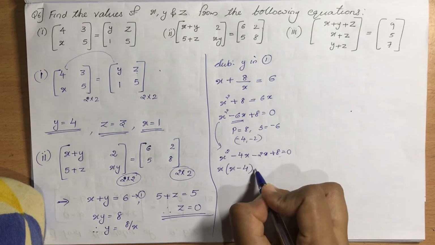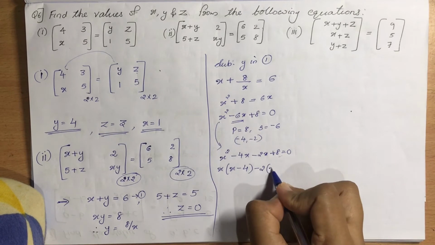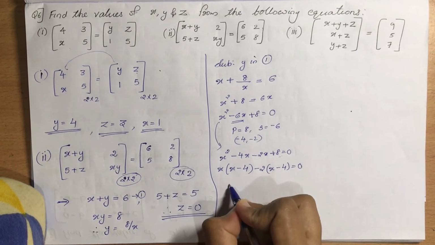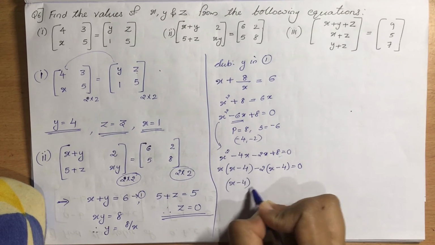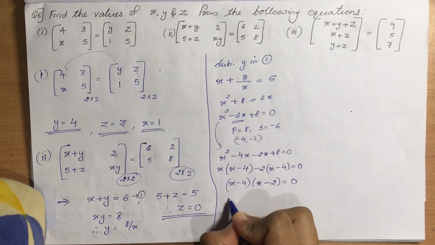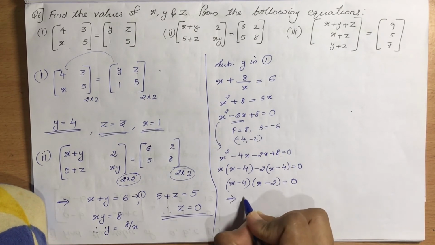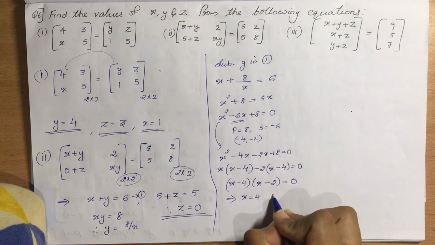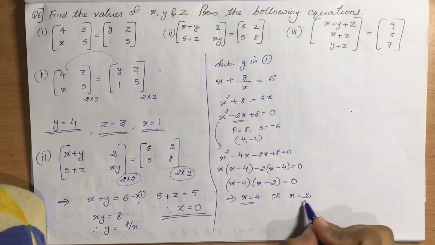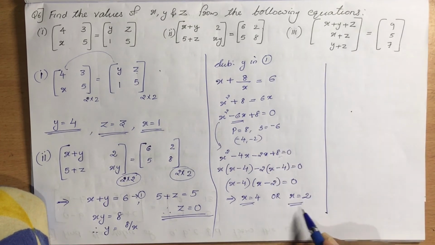From these two terms I can take minus 2 as common. So what is remaining? Minus becomes plus. x minus 4 equal to 0. That means again x minus 4 is common. Remaining is x minus 2 equal to 0. That means x minus 4 equal to 0 or x minus 2 equal to 0. That means x equal to 4 or x equal to 2. x has two values, either x equal to 4 or x equal to 2.